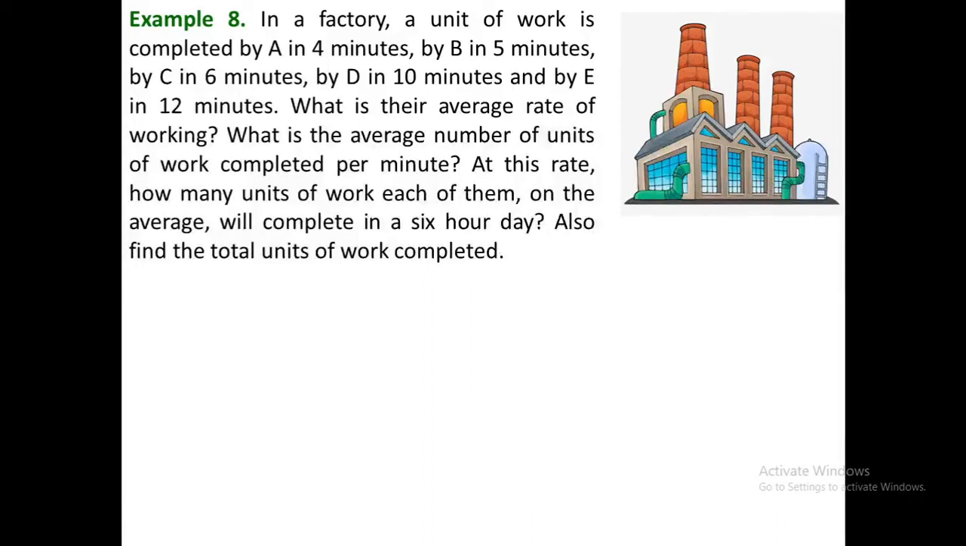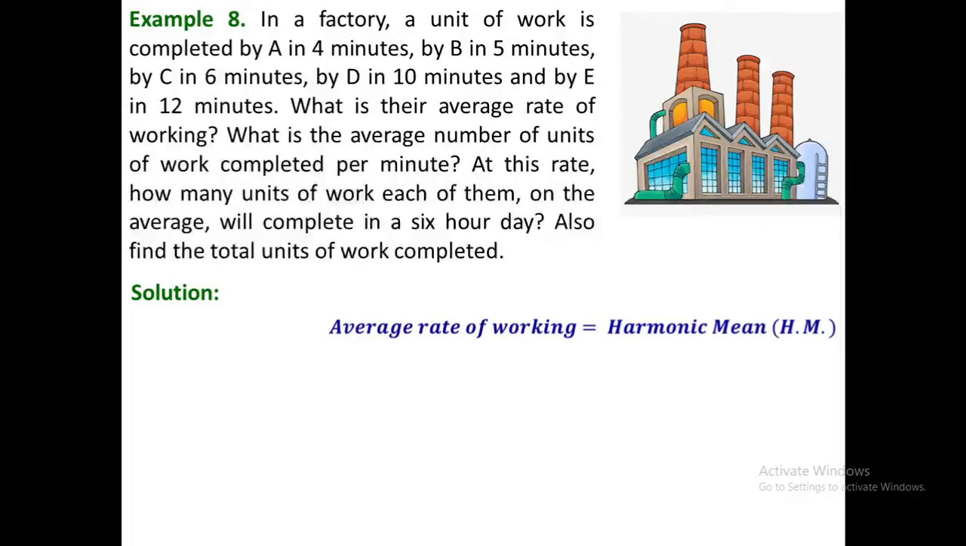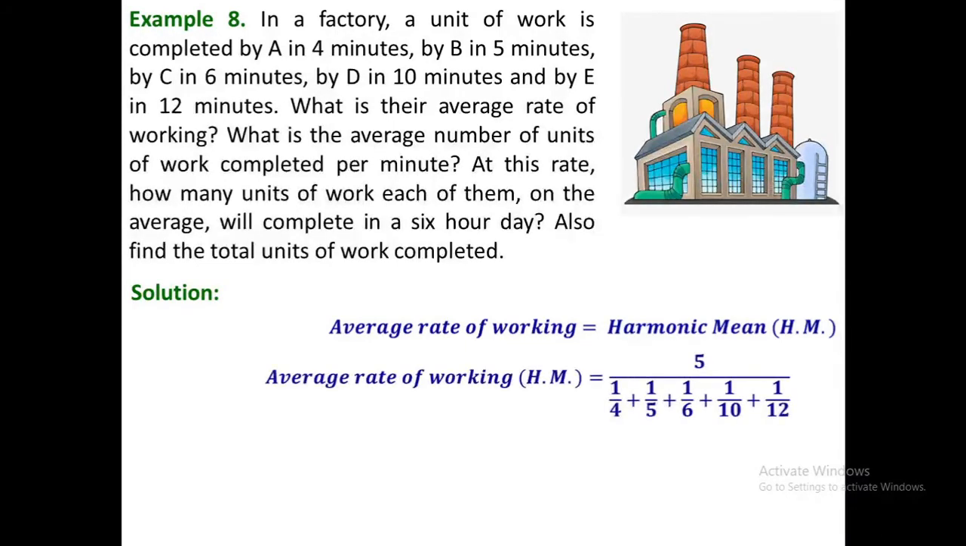We have to calculate so many things over here, therefore we will go one by one. Here the rate to be averaged is the time taken to complete a unit of work, that is, time per unit of work done. Since we have to determine the average with reference to a day, which is equal to 6 hours, the harmonic mean of the rates will give us the appropriate average. So we can say the average rate of working will be the harmonic mean, and we can calculate it by putting all these values in the formula of harmonic mean.